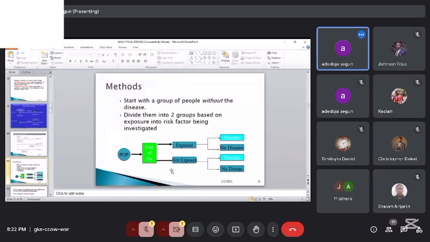First set, the exposed: they are having unprotected sex. In this scenario, that is the illustration I'm trying to use. Then the second group, they are not exposed, meaning that they are protecting themselves. They are not having unprotected sex.